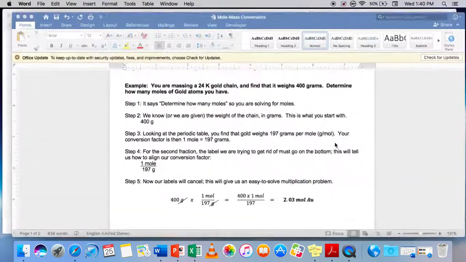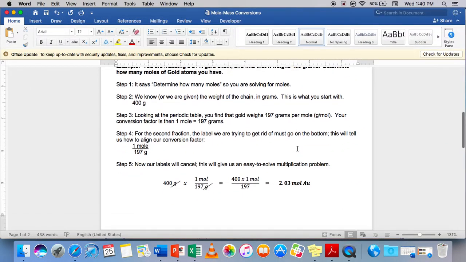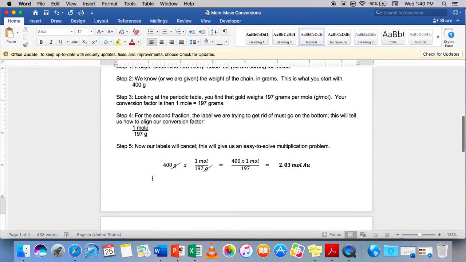So we can now set up our whole problem. Okay, we start with our 400 grams. We're going to multiply it by our conversion factor, which is 1 mole divided by 197 grams. And I've set it up this way so that my grams will cancel, leaving me only moles at the top.